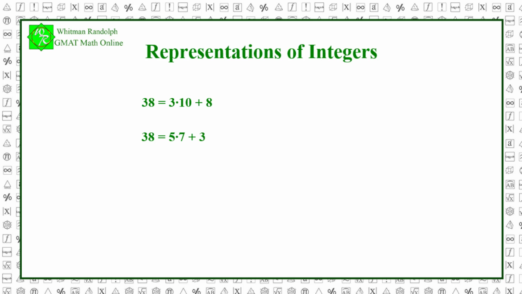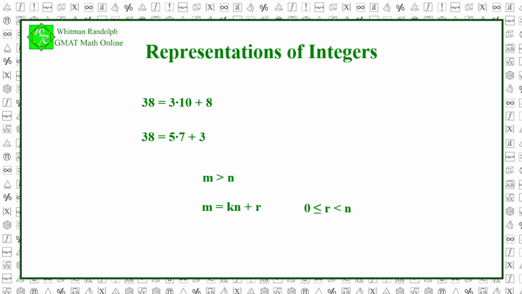More generally, suppose m and n are positive integers with m greater than n. Then there exist non-negative integers k and r such that m equals k times n plus r, where r is greater than or equal to 0, but less than n. We will call kn the multiple and r the remainder.